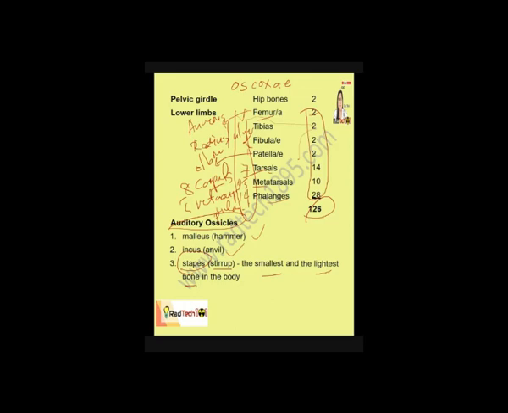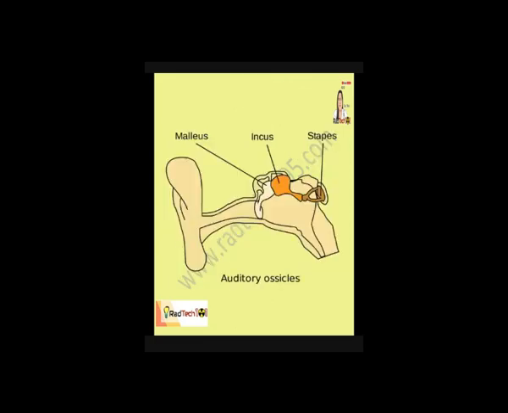So, may isang number siya na lumabas sa board exam previously. What is the smallest and the lightest bone in the human body? So, ito siya. We have the stapes. Ito yung pinakamaliit. Ito. And the incus and the malleus.